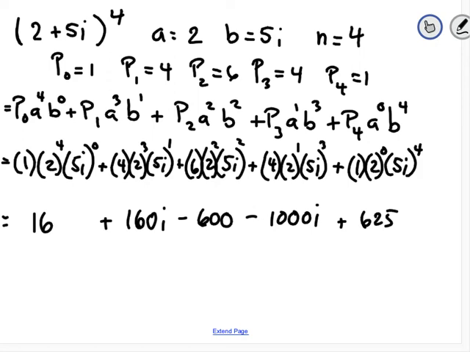So again, like last time, we want to combine like terms. So here we have our like terms. We know that -600 and 625 gives us 25. 25 and 16 will give us a positive 41. Positive 160i and -1,000i will give us -840i. And here's how you expand with the binomial theorem.